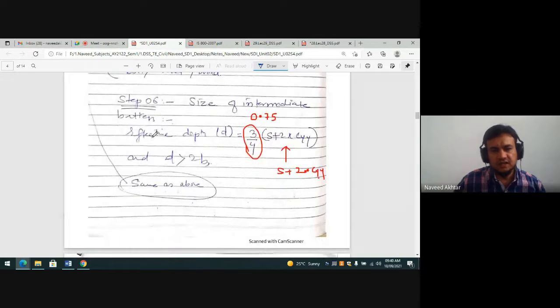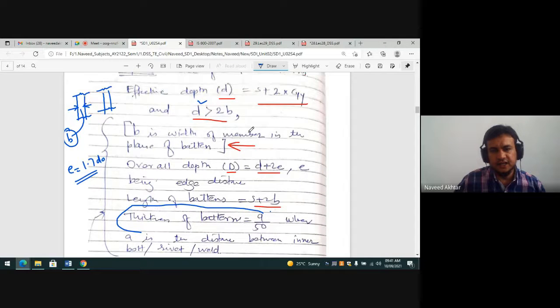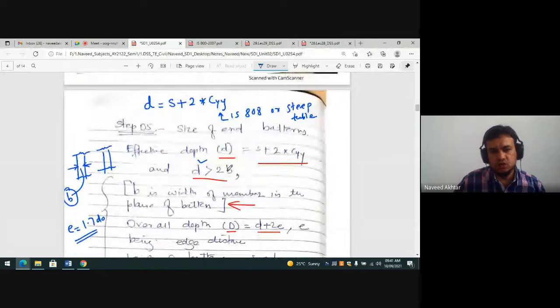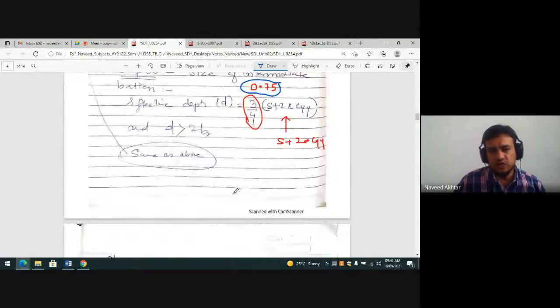Okay. Then size of intermediate batten, effective depth is 0.75 times लेना है intermediate batten के लिए. End batten के लिए D is equal to the same distance, S plus 2 Cyy. Here you have to take only 75% of the end batten. Okay. But here also your D should be greater than 2 times of b.